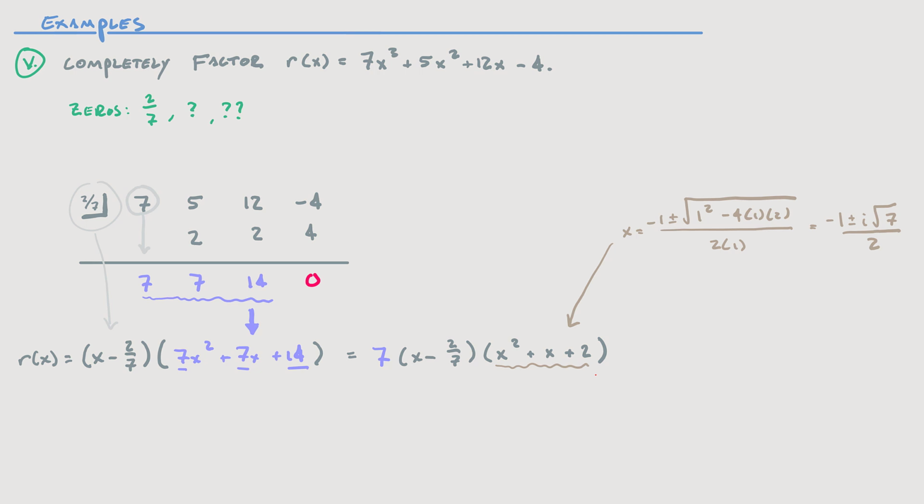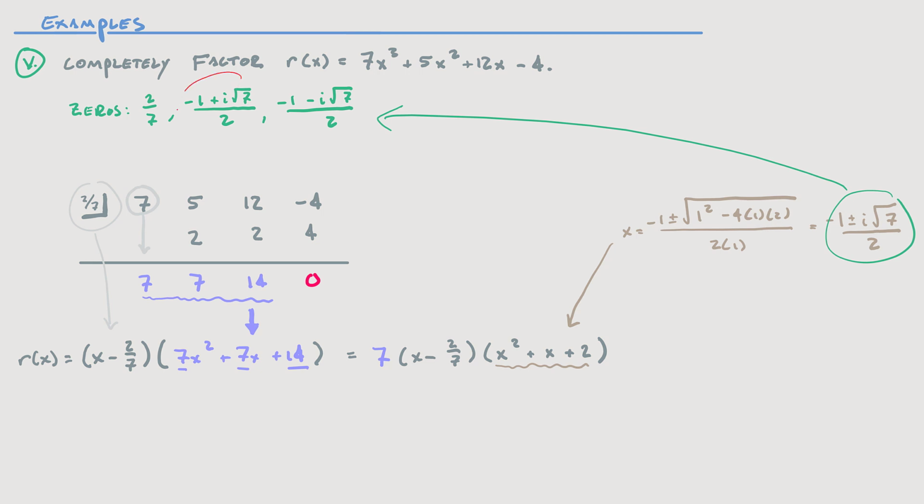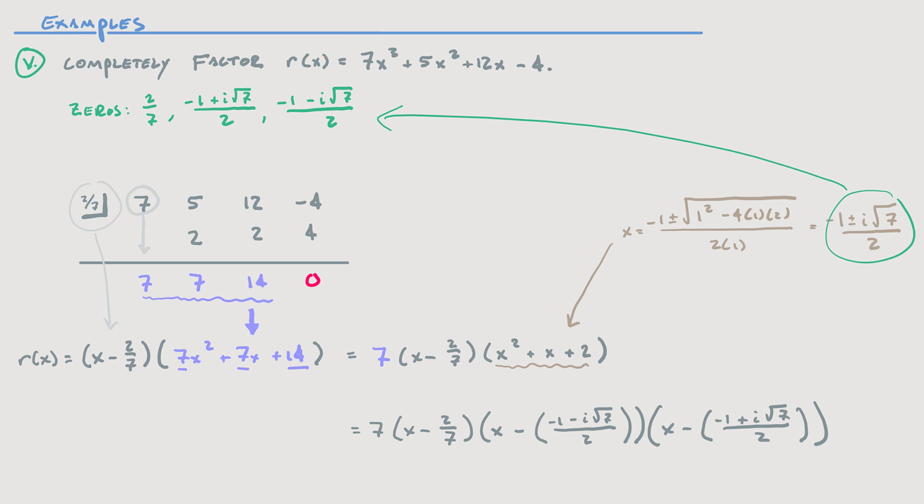So to do that, in this case, I had to use the quadratic formula, but I very quickly found my two zeros. They are negative 1 plus i root 7 over 2 and negative 1 minus i root 7 over 2. So when I go to factor this thing, I'll have 7 times x minus 2/7 times x minus negative 1 plus i root 7 over 2 times x minus negative 1 minus i root 7 over 2. So it looks like this. Right? So again, this sign doesn't change. It's always x minus. It's this one that's changing. But then that's it, right? That's the complete factored form of this thing.